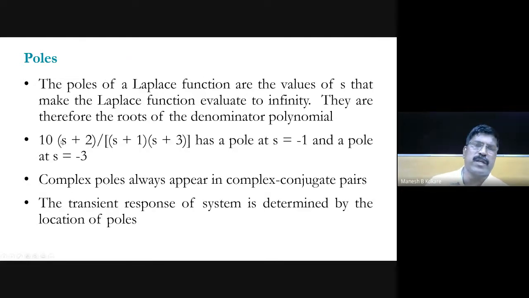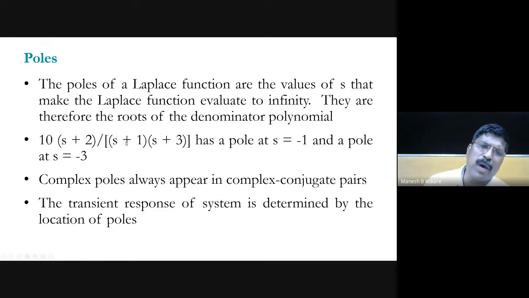So poles, for example, this is an example of your transfer function. The transfer function is given by 10, which is the gain of the system, and the numerator is s plus 2, and the denominator is s plus 1 and s plus 3. So how many poles are there? See, this is the system transfer function. How many roots are there in the denominator? There are two roots. One root is located at -1 and another root is located at -3.